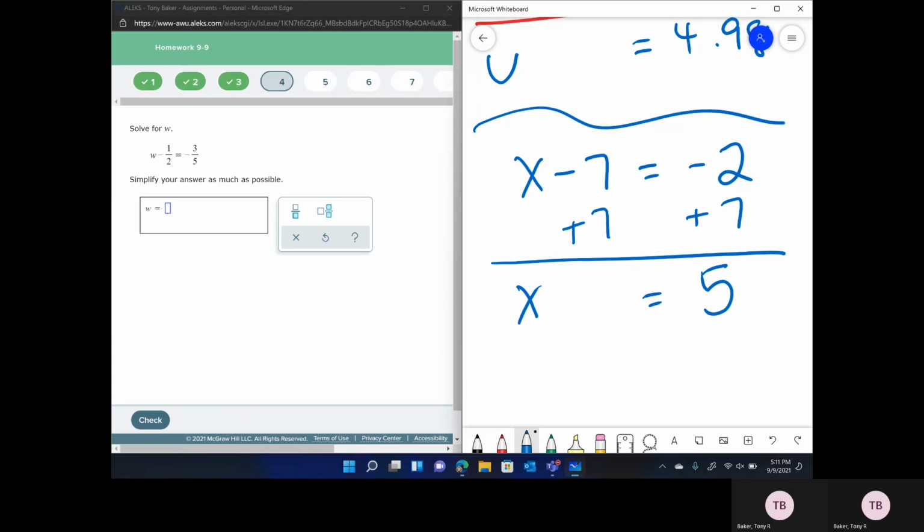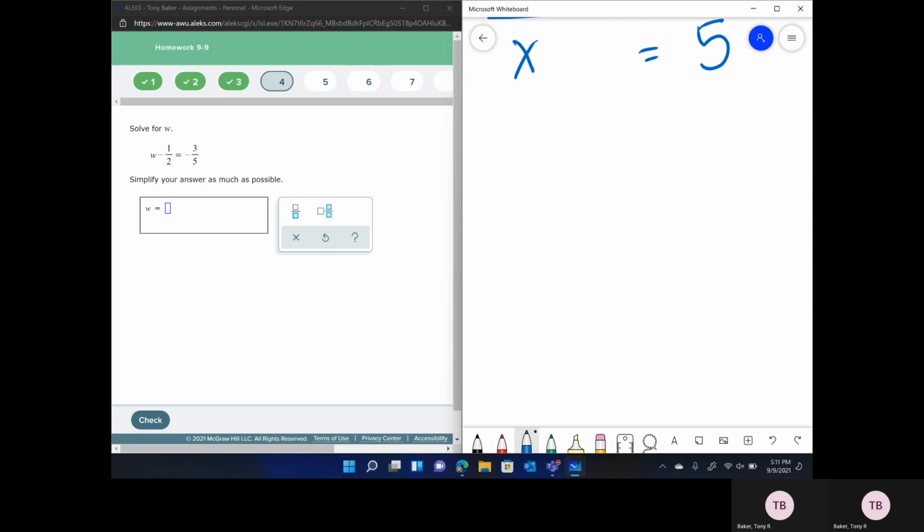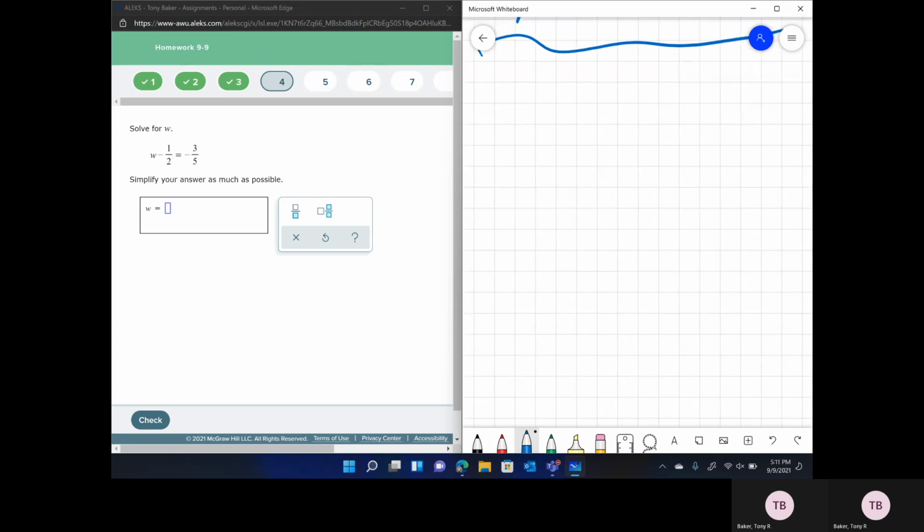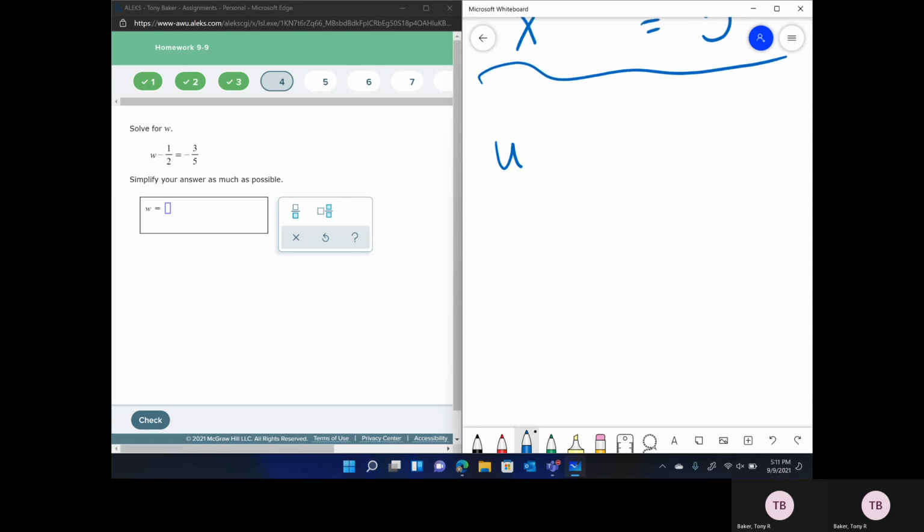The wonderful fractions. Again, same process over and over again. Just because decimals, just because fractions, just because of negative numbers, the process for it doesn't change. We just have to do the calculation with different numbers. So in this case, w minus 1/2, we're going to do what? We're adding 1/2.